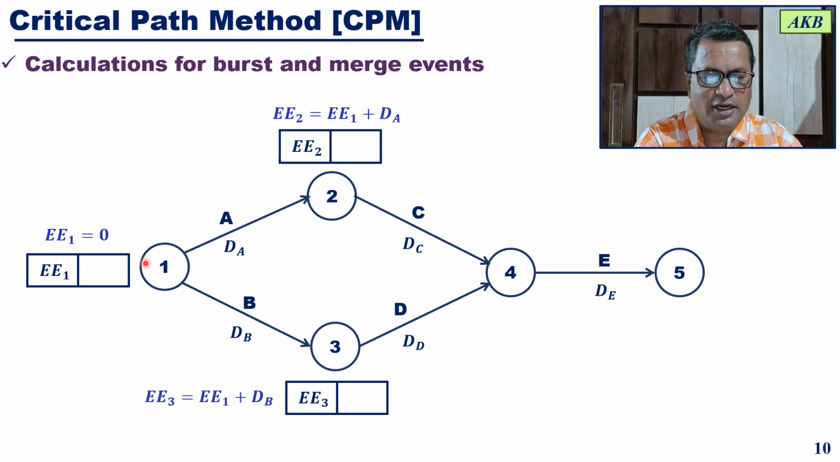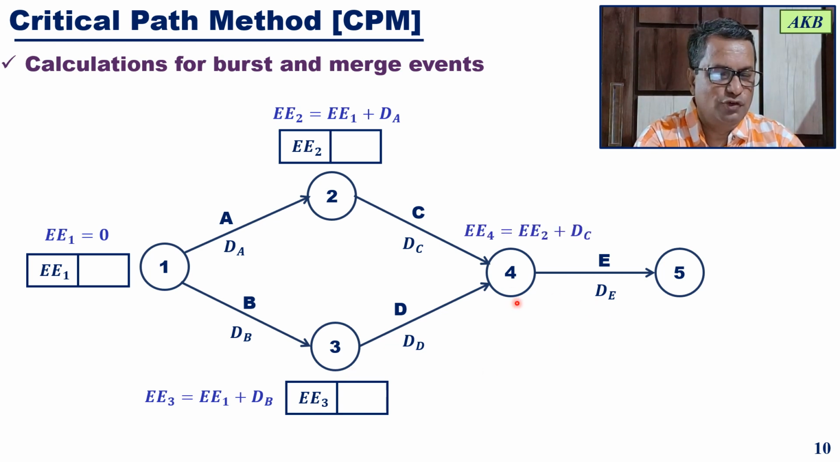The earliest event time of the tail event plus the duration of the activity is equal to the earliest event time of the head event. Here also, the earliest event time for the tail event plus the duration of the activity is equal to the earliest event time of the head event.